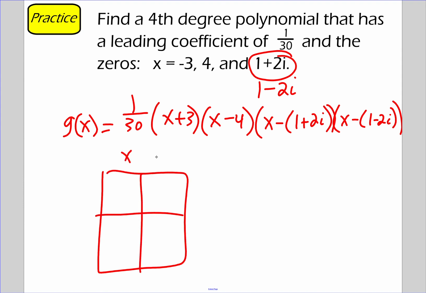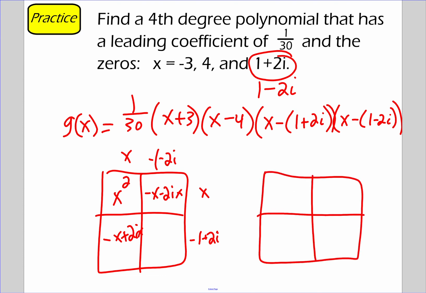Right, so we have x minus 1 minus 2i. I'm going to go and distribute, and then we have x minus 1 plus 2i. Okay, that represents our two situations here. Okay, so now we've got x squared, negative x minus 2ix, and this is negative x plus 2ix, and then we have the product of these conjugates.